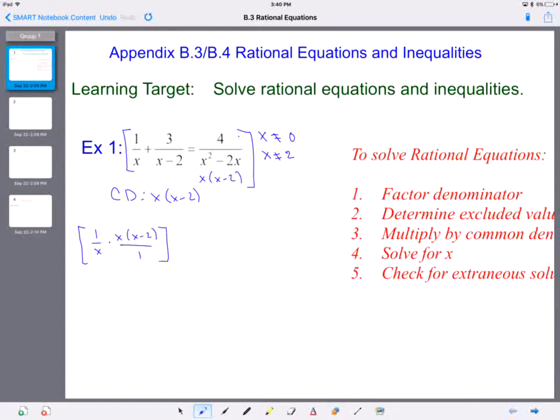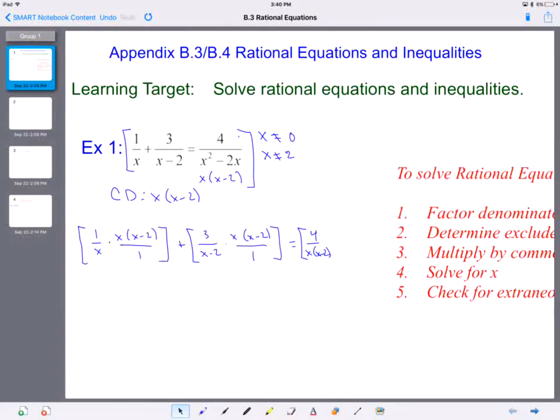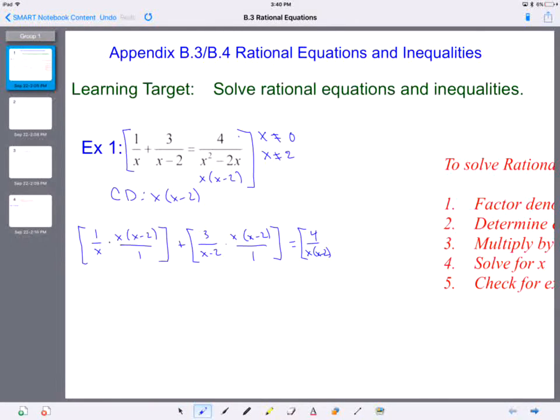That's your first term. Plus your second term, 3 over x minus 2 times x minus 2, once again your common denominator, is equal to 4 over the factored form x times x minus 2 times that common denominator of x times x minus 2. And if we multiply by the common denominator, every term gets multiplied by that, then things should start canceling, and that's what we're looking for here.